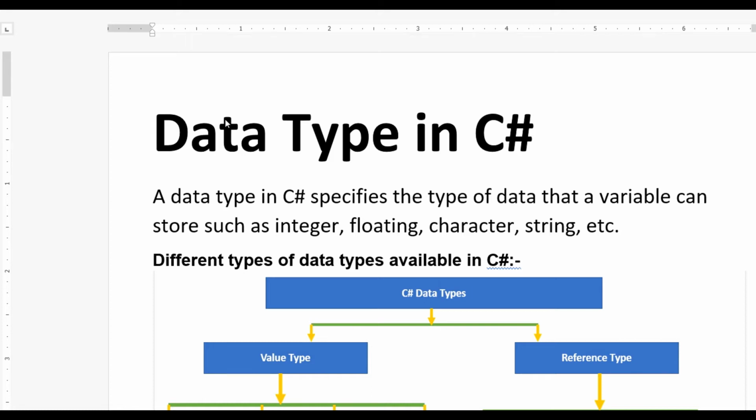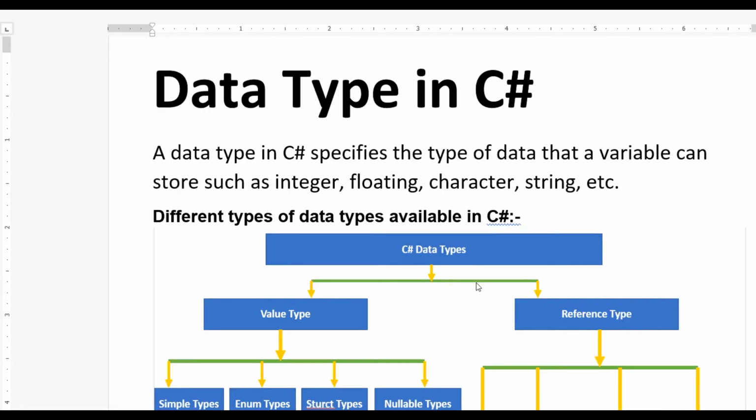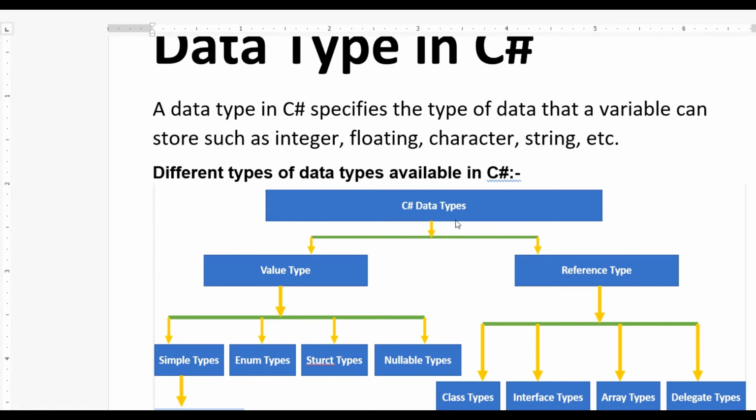Let us see. A data type in C sharp specifies the type of data that a variable can store, such as integer, floating, character, string, and etc. Let us see different types of data types available in C sharp. Now see the chart of C sharp data types.